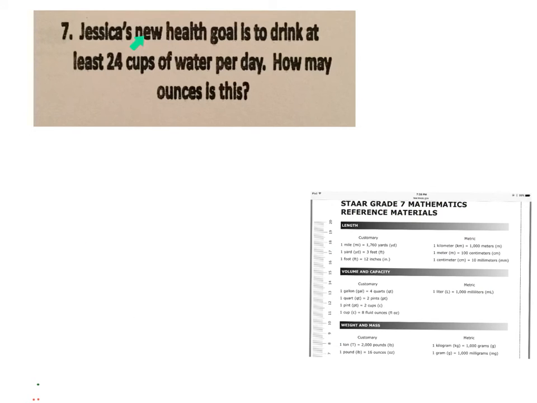All right. New health goal is to drink 24 cups of water per day. How many ounces is this? So obviously I'm comparing cups and ounces. The per day is just extra information because I just want to know ounces, and I know a comparison is to cups. So I know to write my two comparisons as cups over ounces. And it says 24, and that's my question.